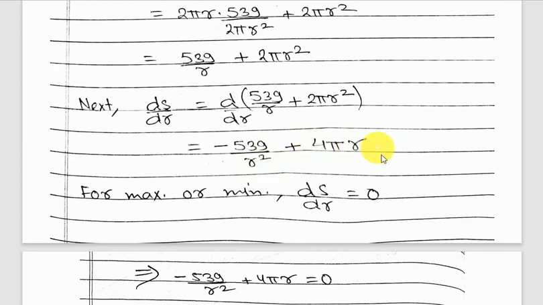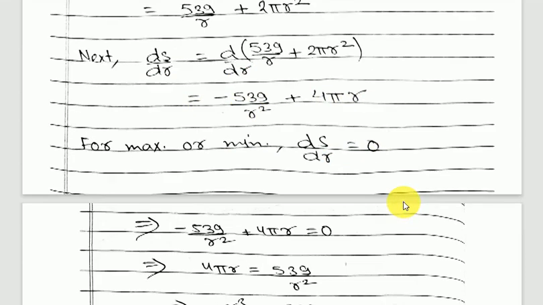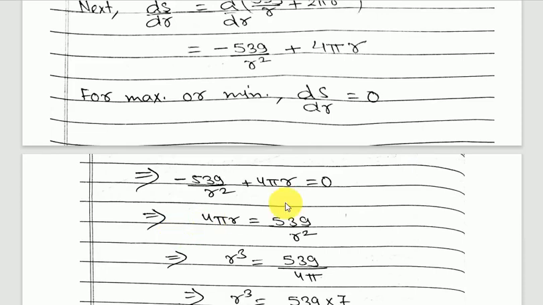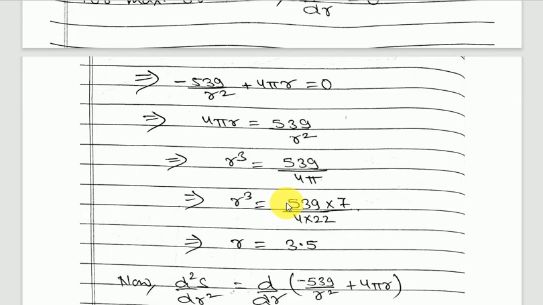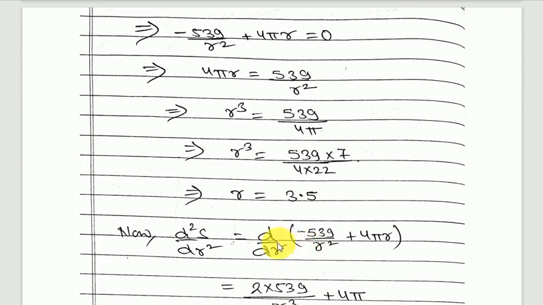Now for maximum or minimum, the first derivative should be equal to 0. So I have put it equal to 0. Now solve it, and you will get some value of r. When we solve, we get r equal to 3.5. Now the next step is to find the second derivative.